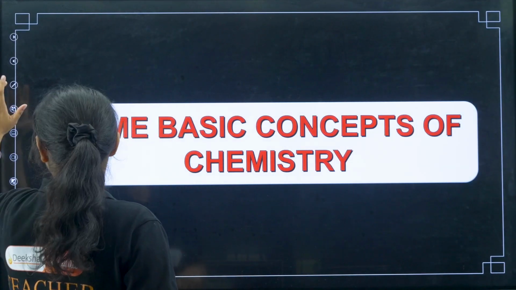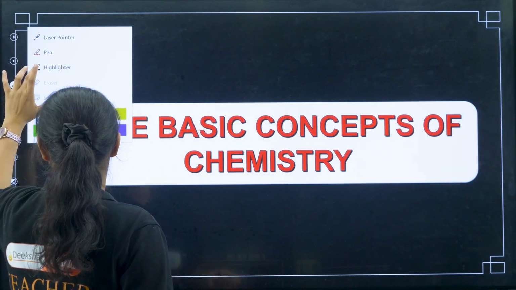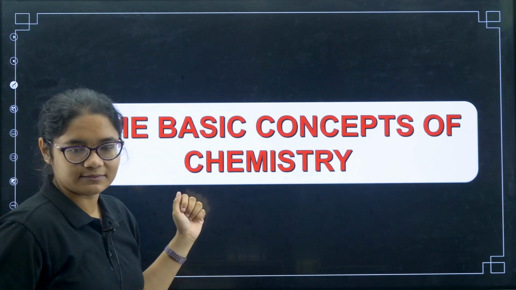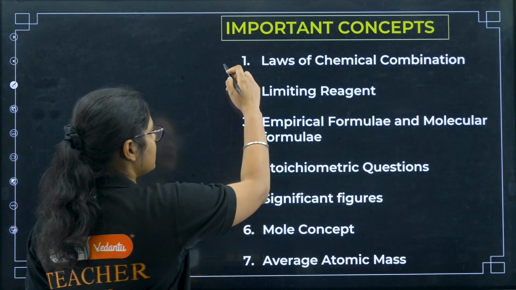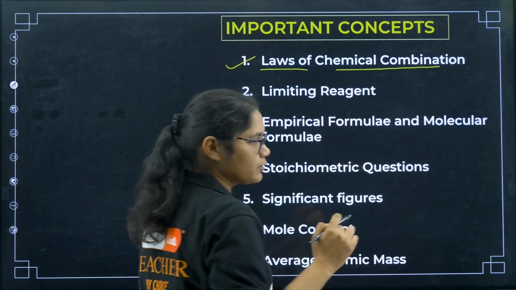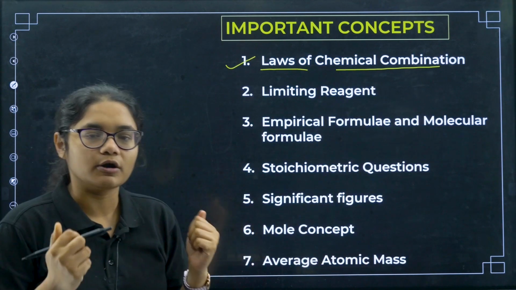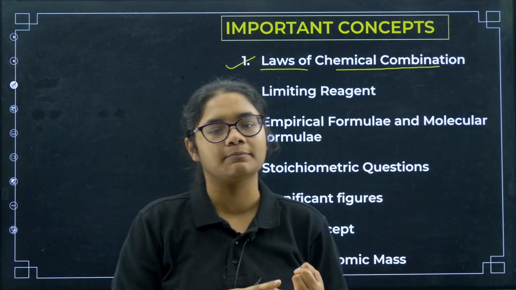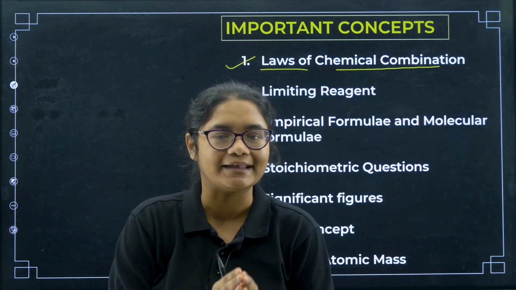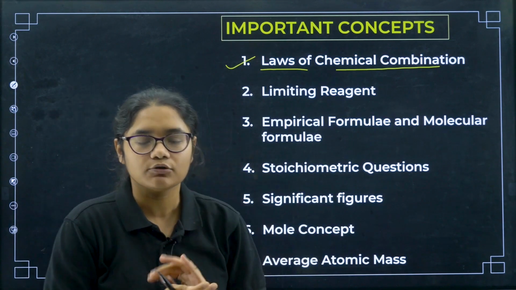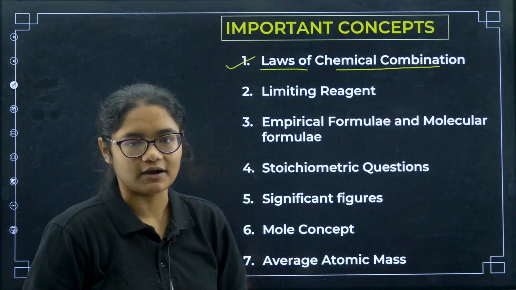Coming to the first chapter, some basic concepts of chemistry. What all things you have to focus on? The first one is the laws of chemical combination. All the 5 laws: law of conservation of mass, multiple proportion, definite proportion, Avogadro's law and Gay-Lussac's law. Its statement you must remember directly from the NCERT book.